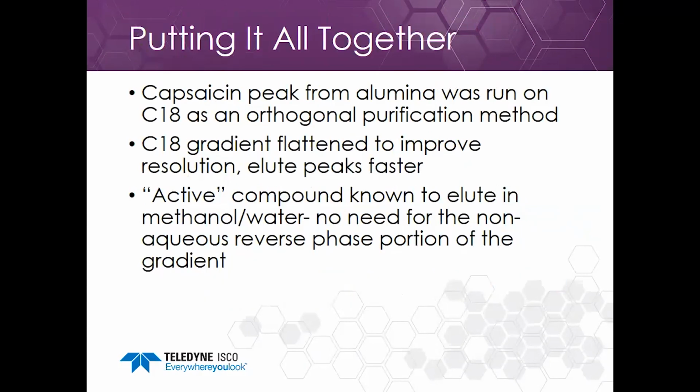So putting it all together, the capsaicin peak from the alumina was run on C18. So I took the peak that was on the alumina and then ran it on C18. So I'm going normal phase to reverse phase. That's an orthogonal purification technique where I'm using a very different type of column chemistry. The C18 gradient was flattened to improve the resolution.